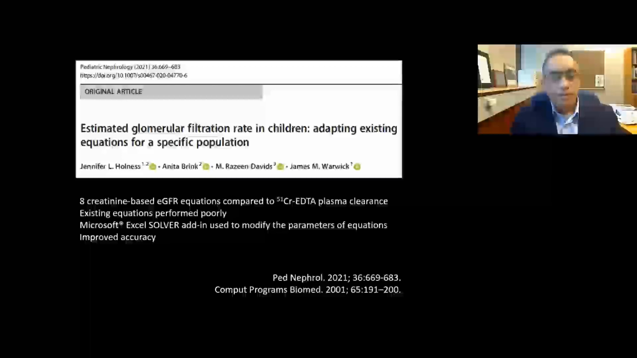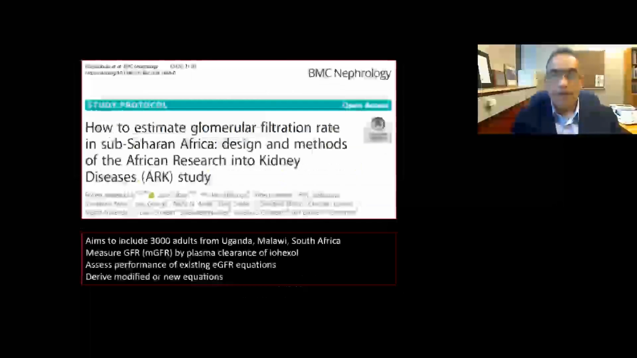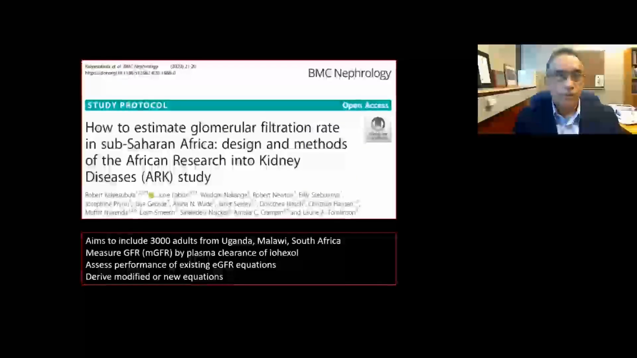They then proceeded to use a simple and widely available tool called the Microsoft Excel Solver. This is an Excel add-in, and they used this tool to modify the parameters of the equations and found a substantial improvement in accuracy.